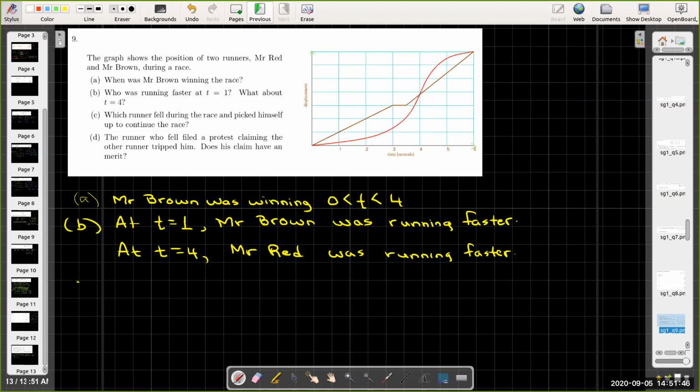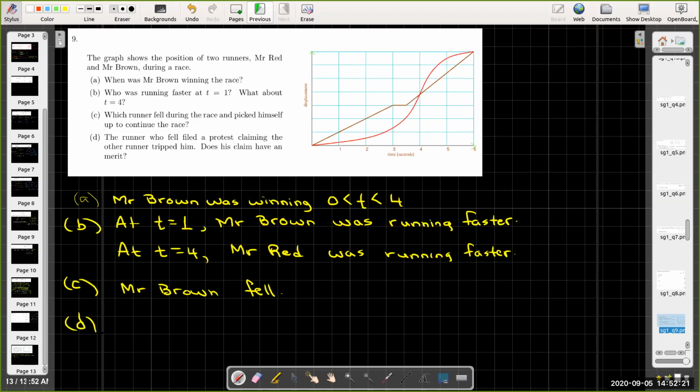Okay, at part C now. Which runner fell during the race and picked himself up to continue? Well, when he fell, he was completely stopped. And so this would be Mr. Brown from 3 to about 3.5 seconds. He is no longer moving there. So Mr. Brown fell.